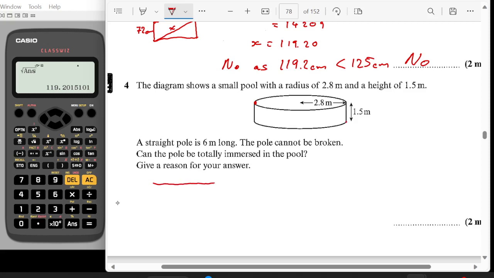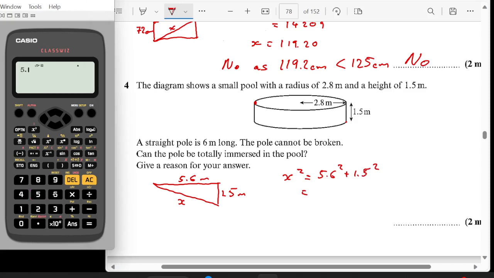And then if we recreate that as a 2D drawing, that's going to be 1.5, and then that is going to be 2 lots of 2.8, which is going to be 5.6 meters. X squared is going to be equal to 5.6 squared plus 1.5 squared. So that's going to give me 3,361 over 100.